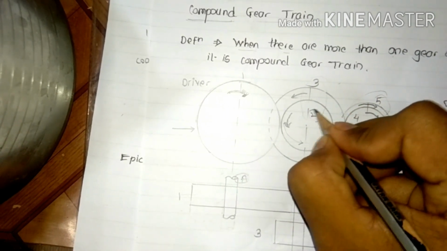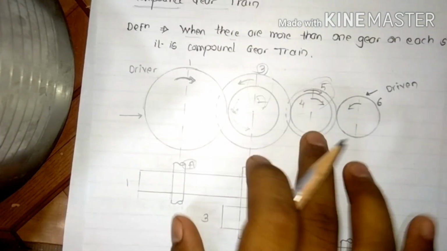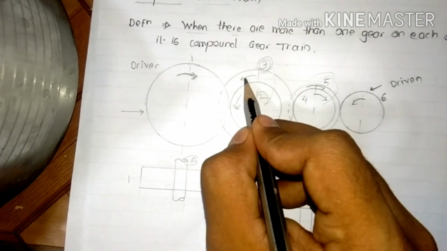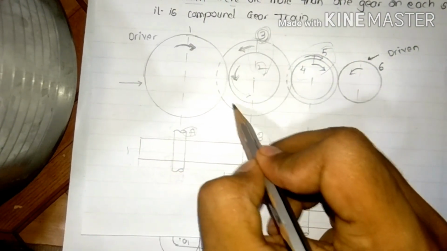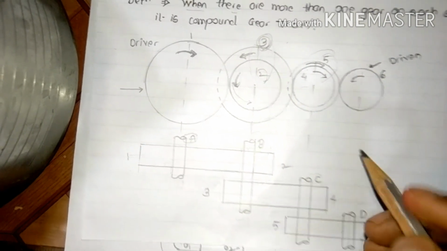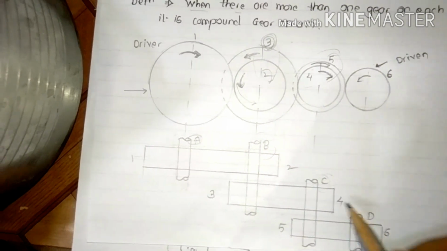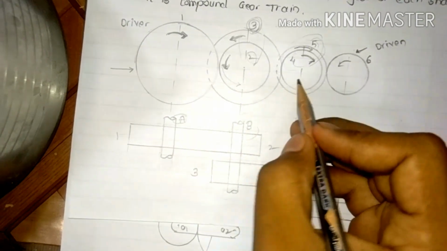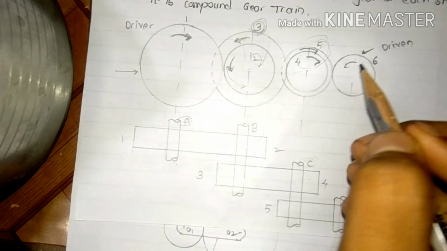And this compound gear 2 and 3 are mounted on the same shaft. So this gear, 3 gear, that is third gear, will also rotate in anti-clockwise direction because they are mounted on the same shaft, and this motion will transfer from gear 3 to gear 4, which is mounted on shaft C. So this will rotate in clockwise direction, and because 4 and 5 are mounted on the same shaft, it will also rotate in clockwise direction.